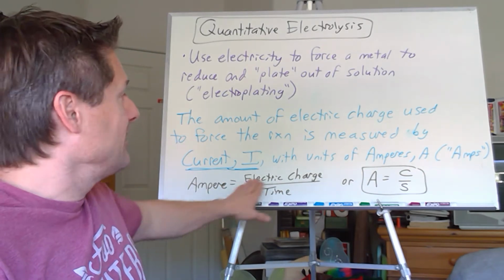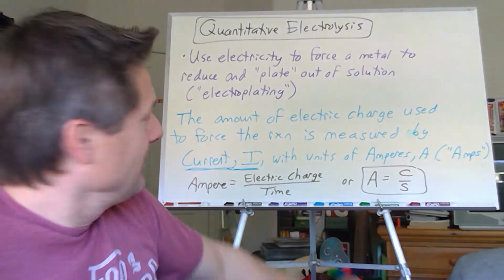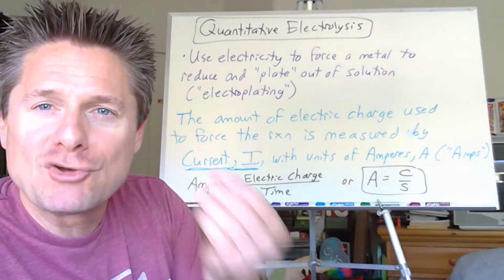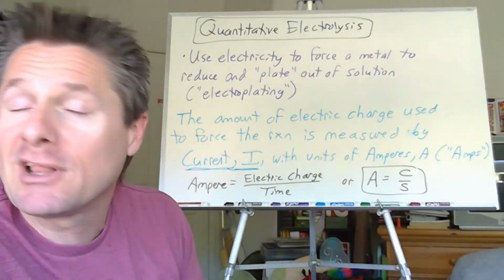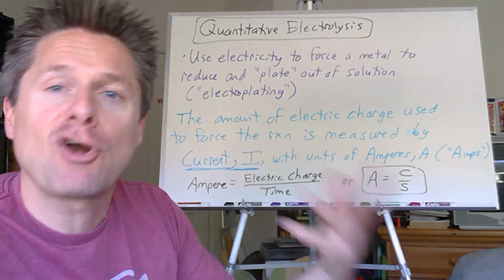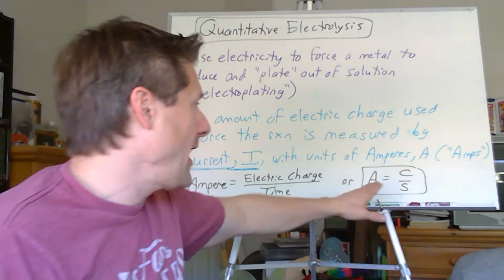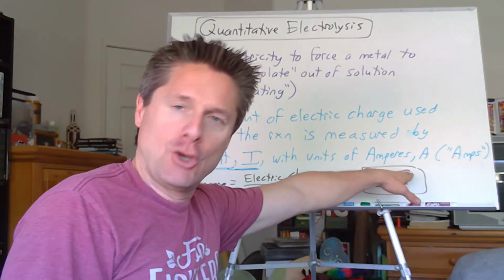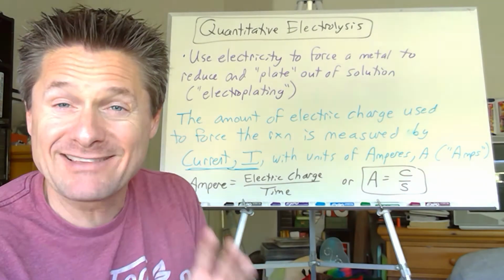So an ampere is the amount of electric charge that has flown over a particular unit of time. Typically, we do that per second, how much electric charge is going per second. And so an amp would be a coulomb per second. We can use that as a conversion factor.